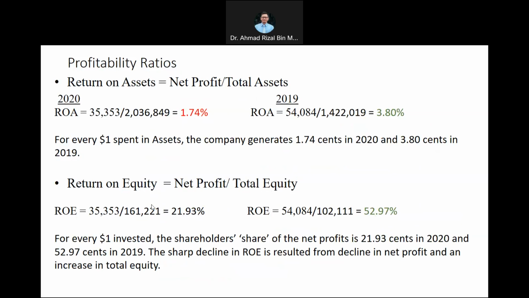It is quite high, although there is a sharp decline from 2019 to 2020, of course, because of the decline in net profit we've seen earlier, and also an increase in total equity. So the numerator declines, and even though the denominator increases, the result would still be a sharp decline in the ROE. Right.